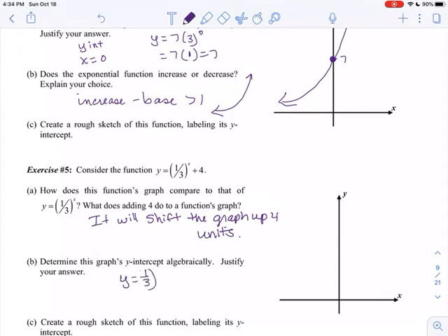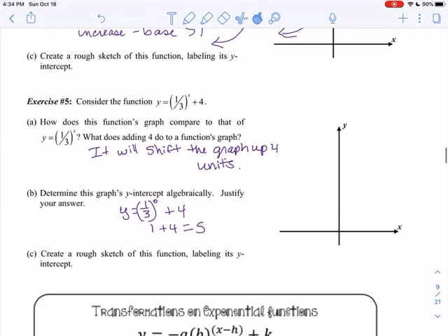Okay? Determine this graph's y-intercept algebraically. So I got y equals 1/3 to the 0, because at the y-intercept x is 0, plus 4. Well, 1/3 to the 0 is just 1, but now I'm adding on 4. So this is now going to have a y-intercept of 5.